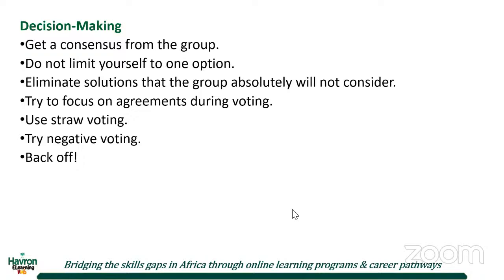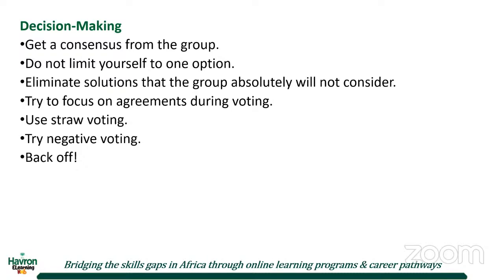Now, decision making. Once you have evaluated the options, it is time to make a decision. Here are some ways you can go about it. Get a consensus from the group on the best solution, that is if you are working with a team. Do not limit yourself to one option. You may find that you can combine solutions for super success. We call it the both-and method.